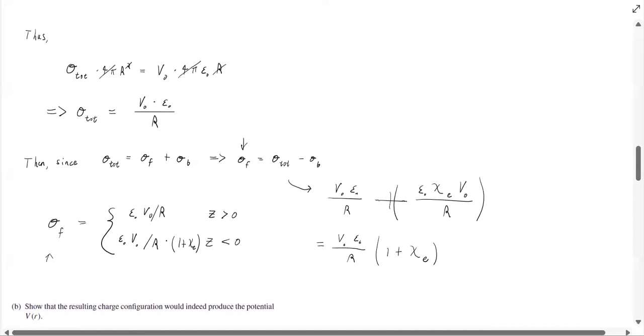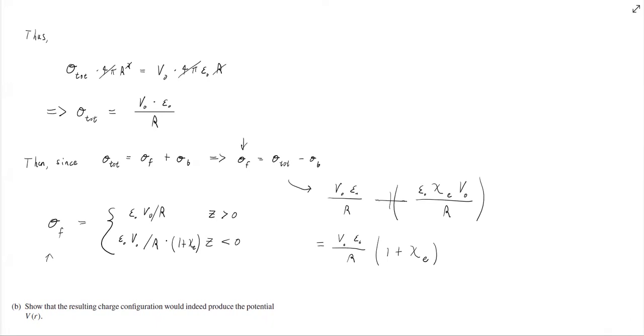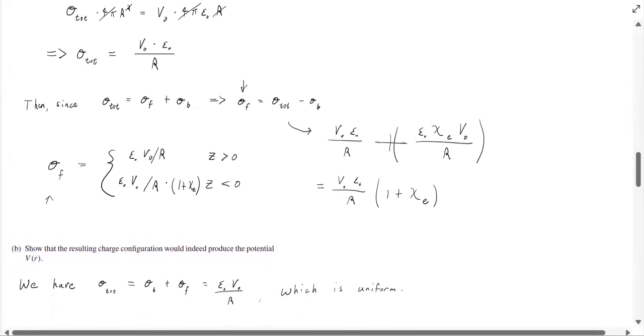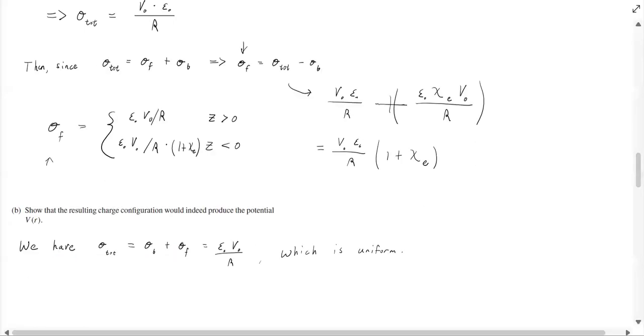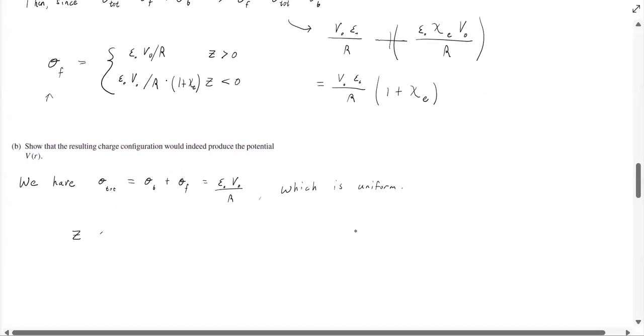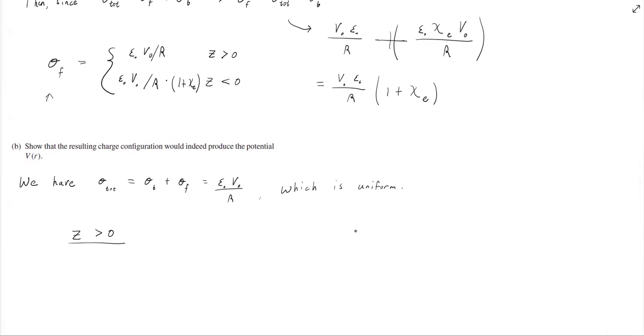And so part B says, show that the resulting charge configuration would indeed produce the potential, the V as a function of R. And so we'll do this by first noting that the total surface charge is equal to the bound charge plus the free charge, which is epsilon naught V naught over R, which is uniform. And so we can double check that this is uniform by noting that for z greater than 0, our bound charge is 0 since we're outside the dielectric, so the total is equal to the free charge, which is equal to epsilon naught V naught over R, as we just said.